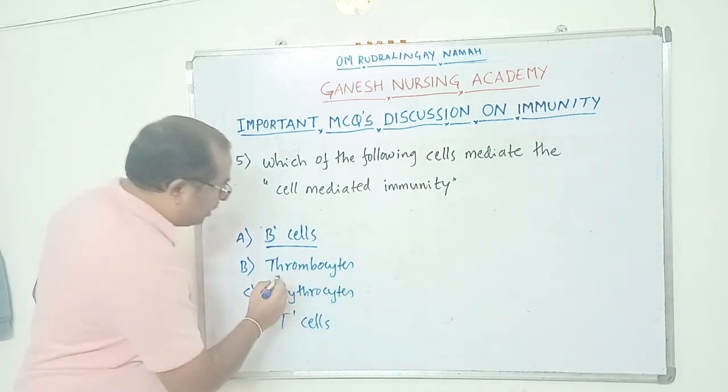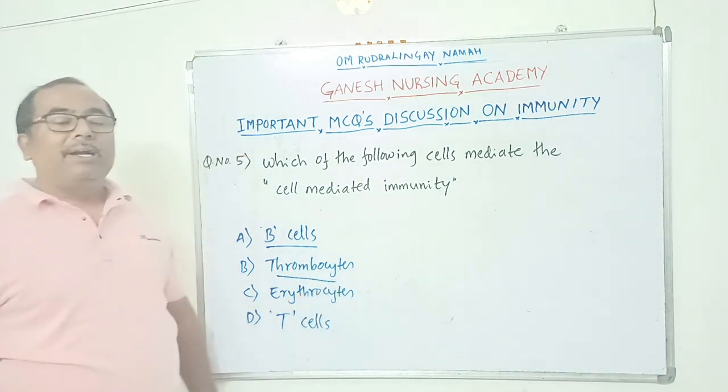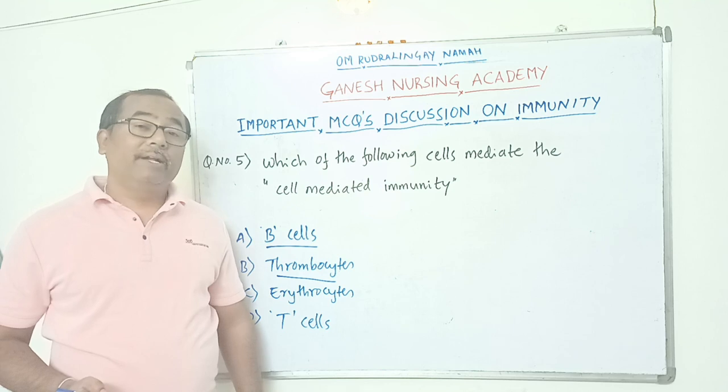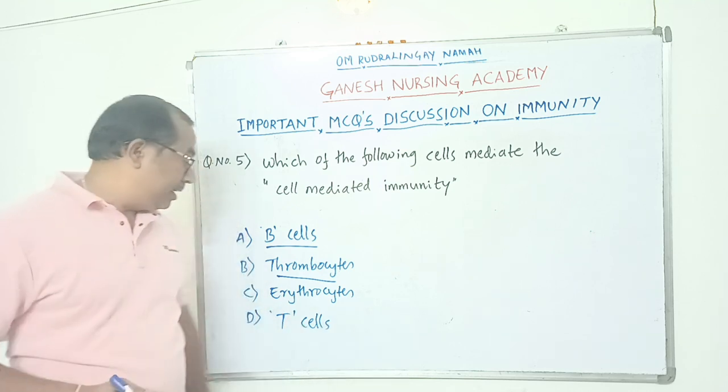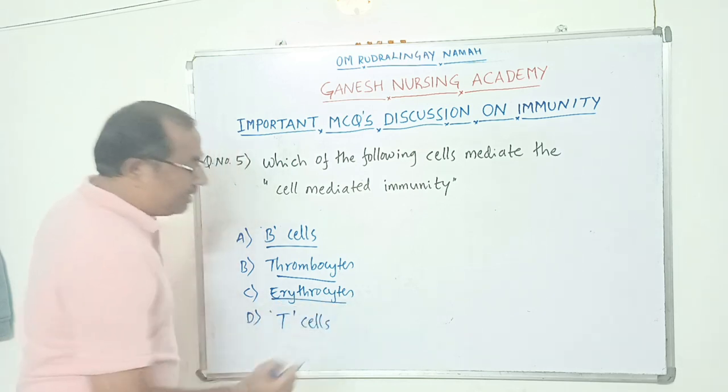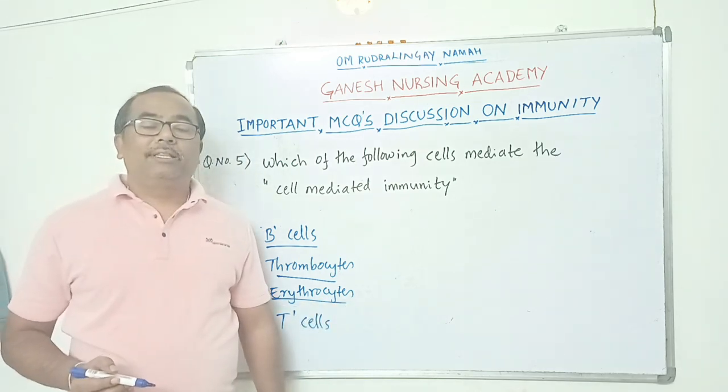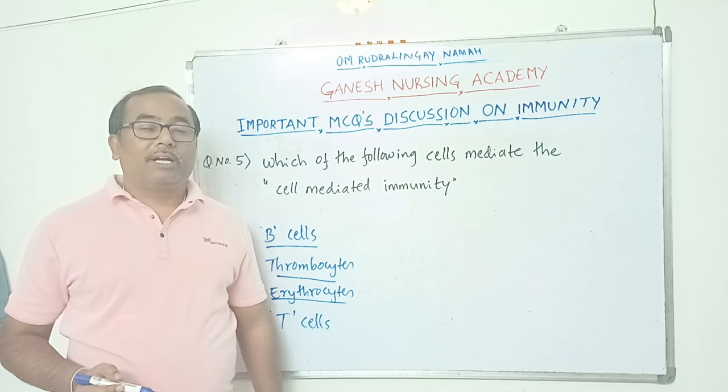Thrombocytes are known as platelets. Platelets are responsible for controlling bleeding. They will aggregate with each other whenever bleeding happens and control the bleeding. And erythrocytes are helpful in the transportation of oxygen, that is, they carry oxygen from the alveoli to the tissues.